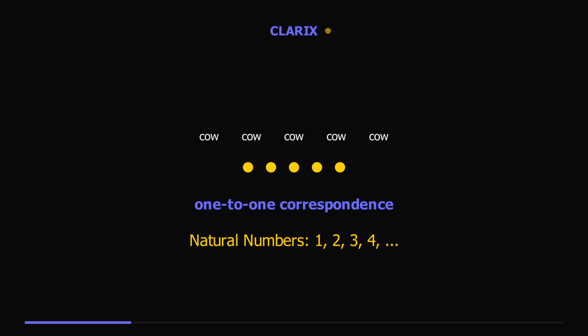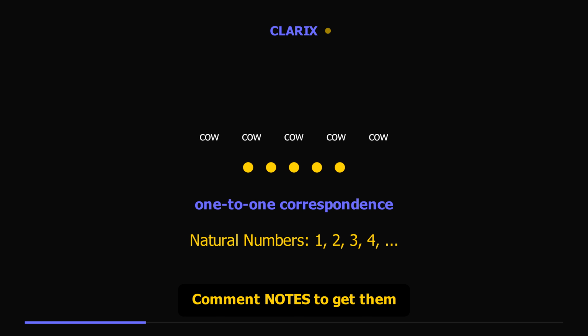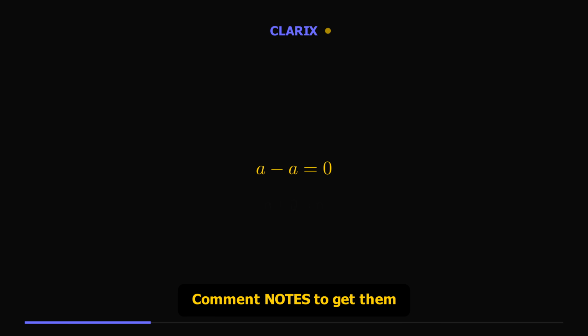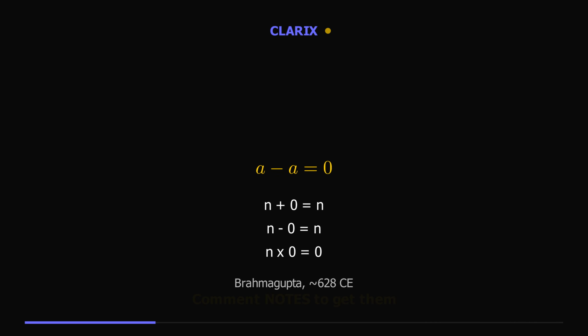That simple matching is literally the birth of the natural numbers, 1, 2, 3, 4, and so on, the plain counting numbers. For centuries after that, the number line only started at 1. If you had 5 apples and gave all 5 away, there was no number for that state, just nothing.